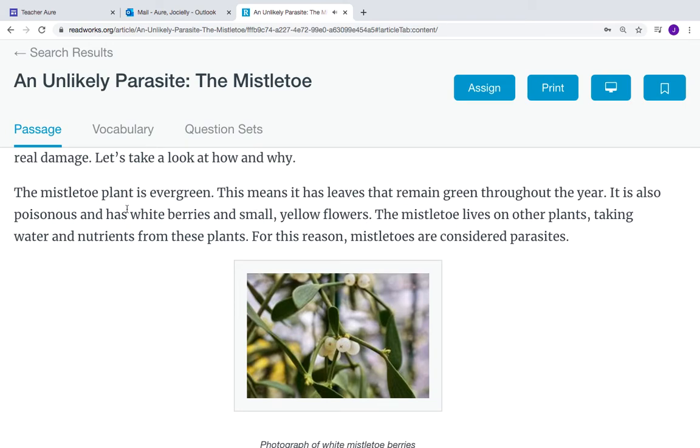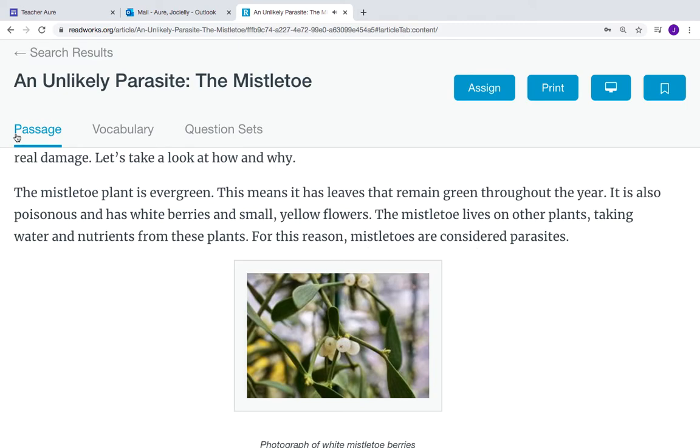The mistletoe plant is evergreen. This means it has leaves that remain green throughout the year. It is also poisonous and has white berries and small yellow flowers. The mistletoe lives on other plants, taking water and nutrients from these plants. For this reason, mistletoes are considered parasites.